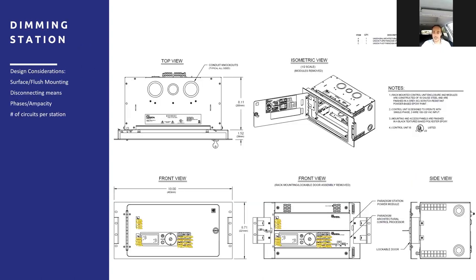Moving on to the next slide, we're going to look at a typical dimming station. And we're seeing here drawings, again, three dimensionals that talk about whether it's surface or flush mounting, the conduit entrance, phases and opacity, number of circuits per station, disconnecting means. These are all considerations when we're putting in different devices, whether they are data-driven, power-driven, or a hybrid of both.